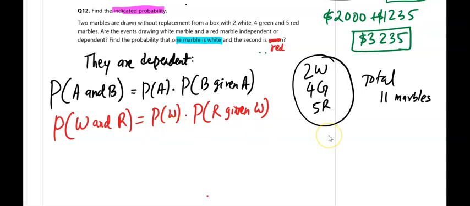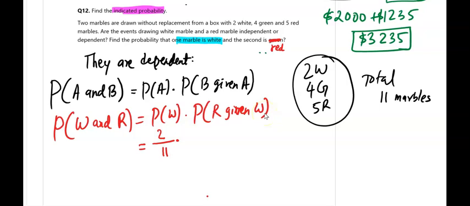So that's the formula. So let's find the probability of white. That's what I'm looking for, probability of drawing the first marble white and the second marble red. See, this is the question, find the probability that one marble is white and second is red. So what's the probability of white? How many white here? 2 white out of 11 marbles. 2 over 11 is probability of white, times probability of red given white.